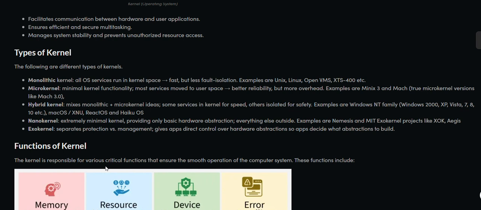Coming to microkernel, here the OS and user space are not combined into one, so some system calls are needed and it has better reliability. As it is not combined, there is more overhead here. Examples include Minix 3 and Mach.